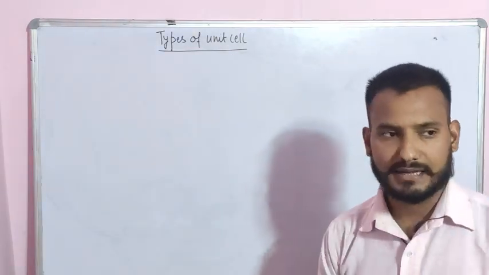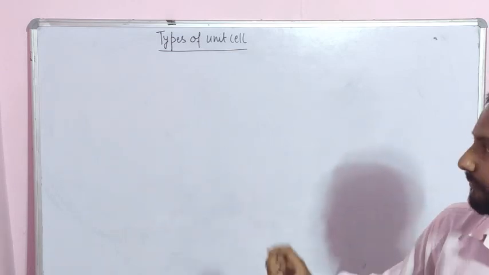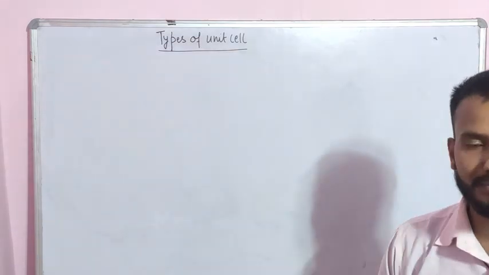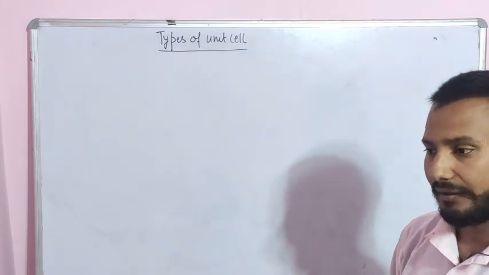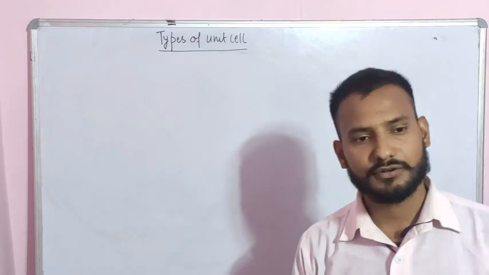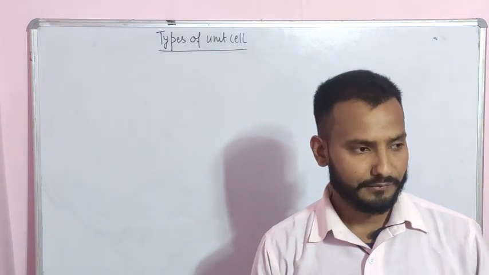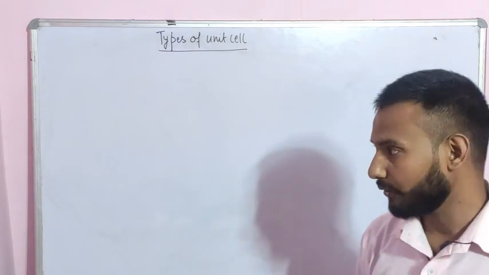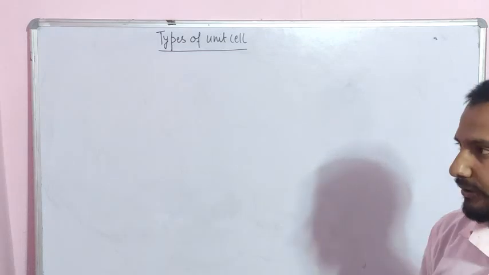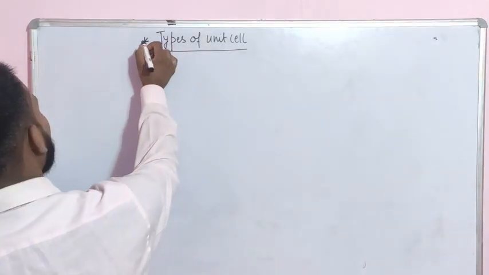Before starting types of unit cell, in today's lecture we are going to deal with some specific information about cubic unit cells, like their types: body centered, face centered, end centered. On the basis of that we will deal with packing fraction and packing efficiency for simple cubic as well as body centered and face centered. Today's lecture is going to be very important.